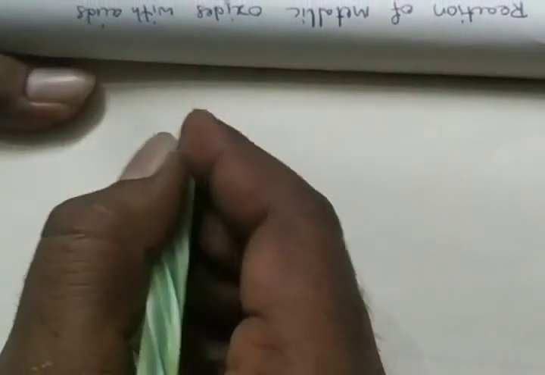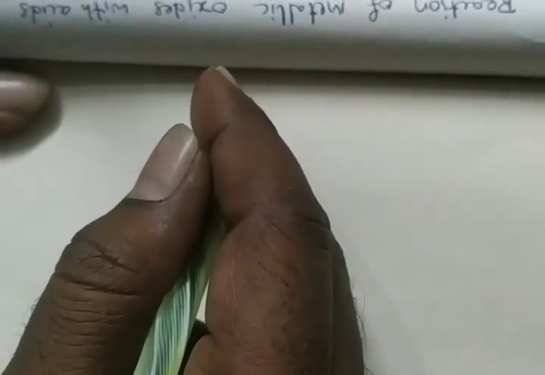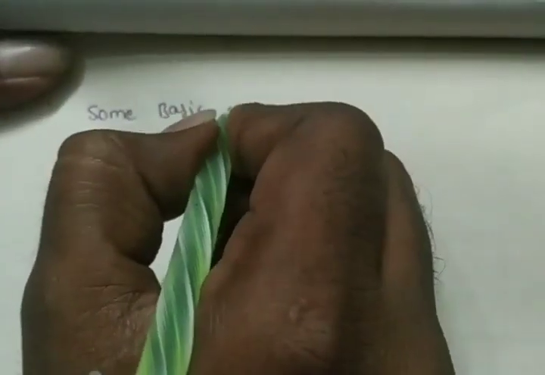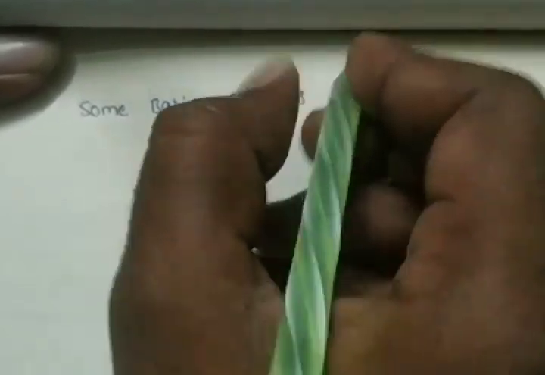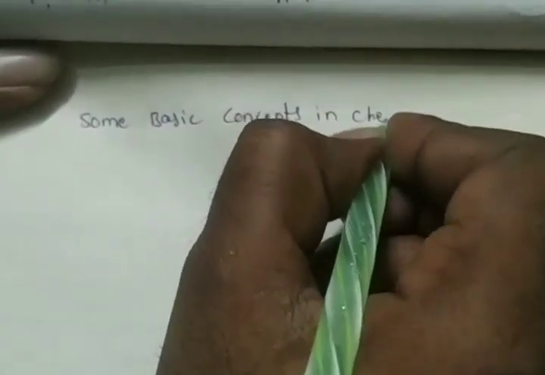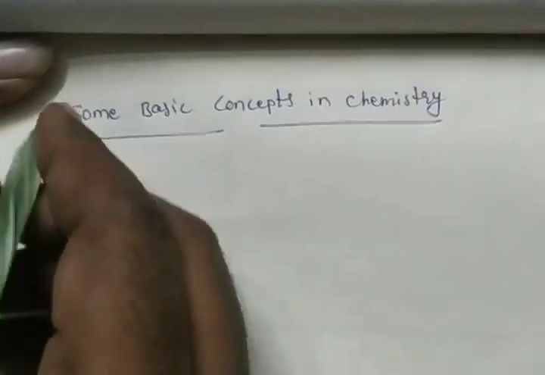Okay, so today we are going to discuss some basic concepts in chemistry. So what are the basic concepts in chemistry? Already in the 7th class you learned some basics, so we have to continue that discussion. Once I will recall your knowledge on those basics. Some basic concepts in chemistry.